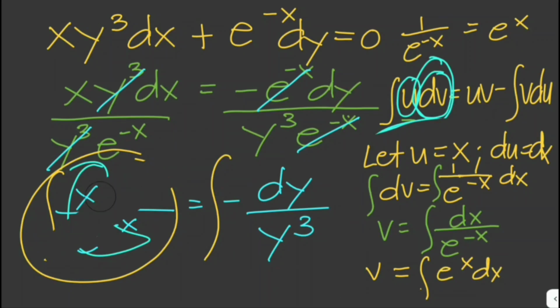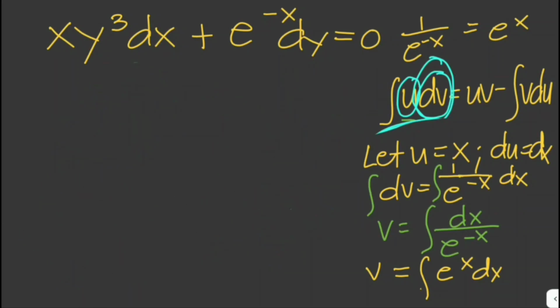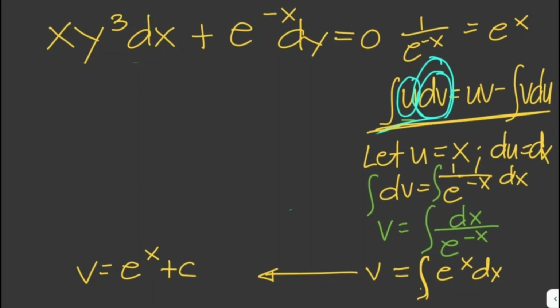And let me delete this. Therefore, v is just equal to e to the x plus c, because the integral of e to the x is equal to e to the x. So now we can plug in all of the values to the integration by parts formula.